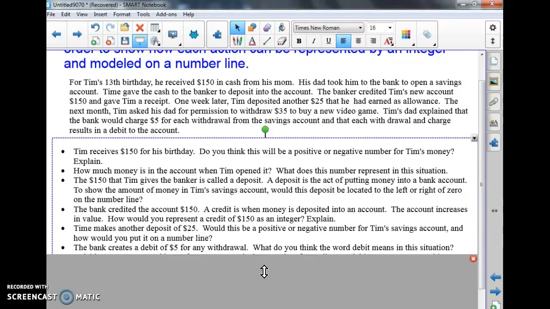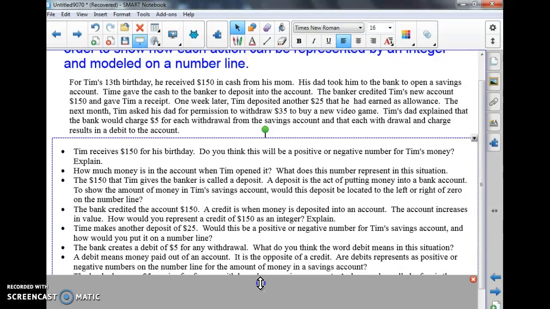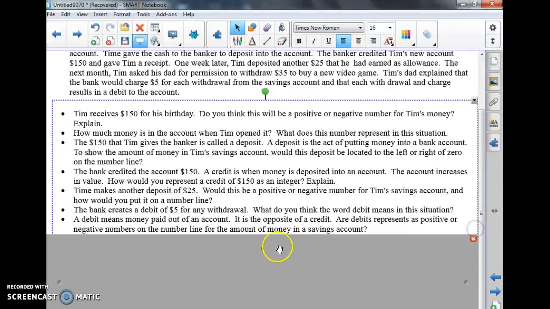A credit card is a little different where you charge the money, then they send you a bill and they say you owe this much money and you have to pay it then. So they're a little bit different in how they work. But a debit in this case would be a negative amount. It's being withdrawn or subtracted from your account. So a debit means money paid out of an account. It is the opposite of a credit. Are debits represented as positive or negative numbers on the number line for the amount of money in a savings account? They would be negative numbers.